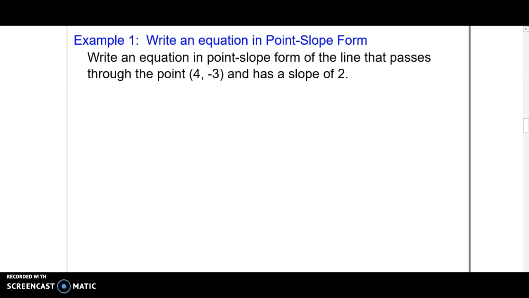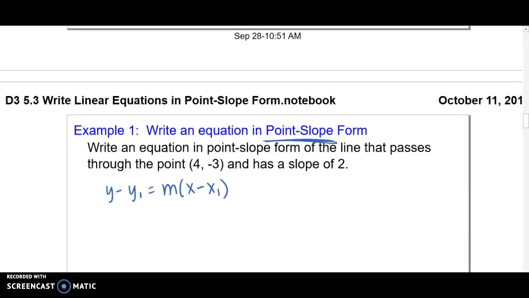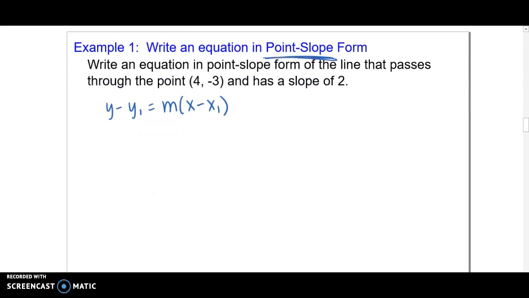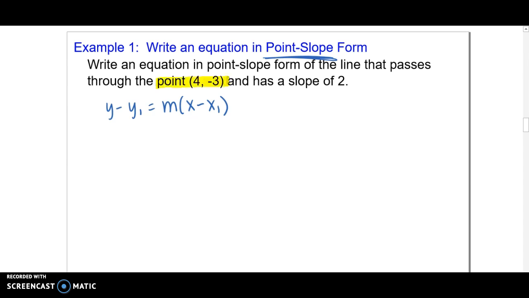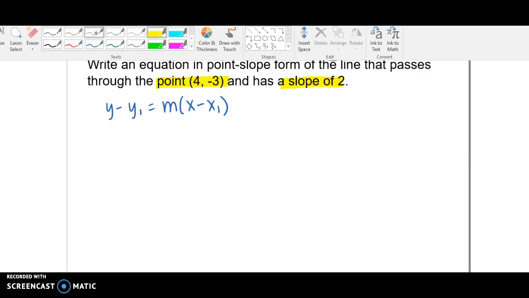All right, write an equation in point slope form. So we want to take our information and write an equation in point slope form, which is y minus y sub 1 equals m times x minus x sub 1. So they give us a point and they give us a slope, hence point slope form. So these are all good pieces of information. We know from this we have our point of 4, negative 3, and a slope of 2. So we can go ahead and build our equation from that.